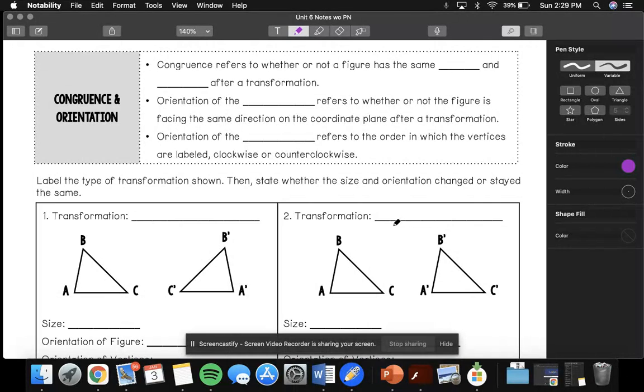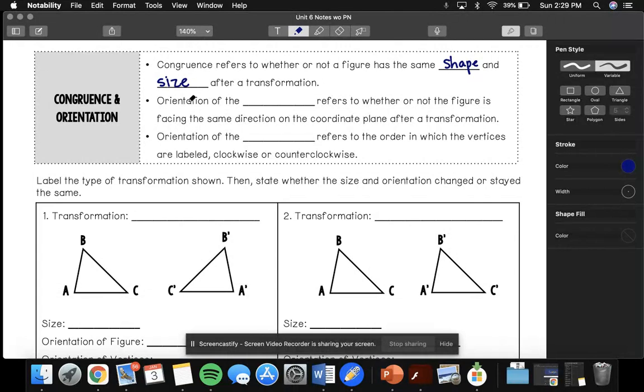So we have congruence, and that might be a new word, but congruence refers to whether or not a figure has the same shape as well as the same size after a transformation. So it is congruent if it stays the same shape and it stays the same size. Okay? Then we have orientation, and there are 2 different types of orientation that we can have.